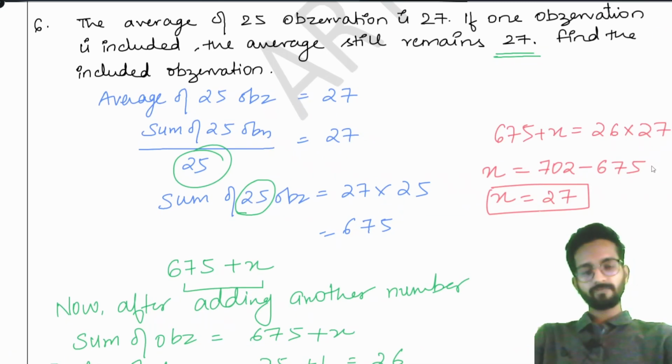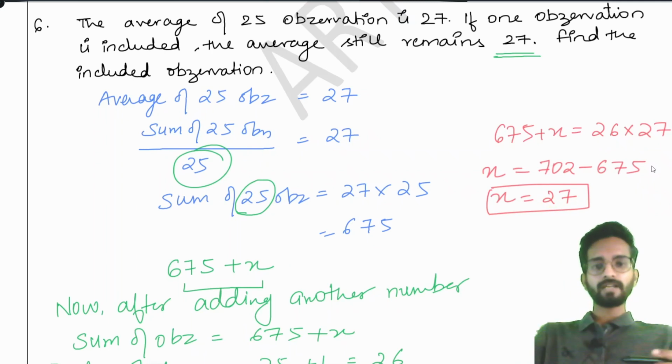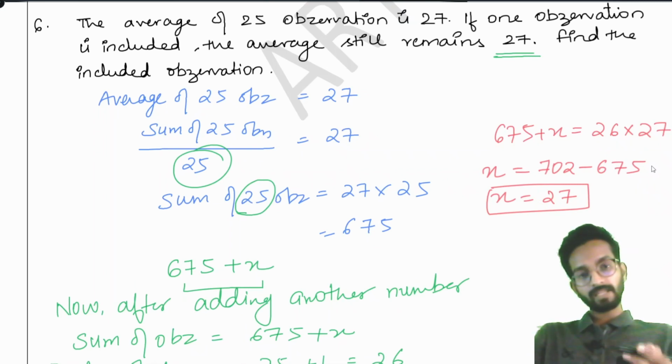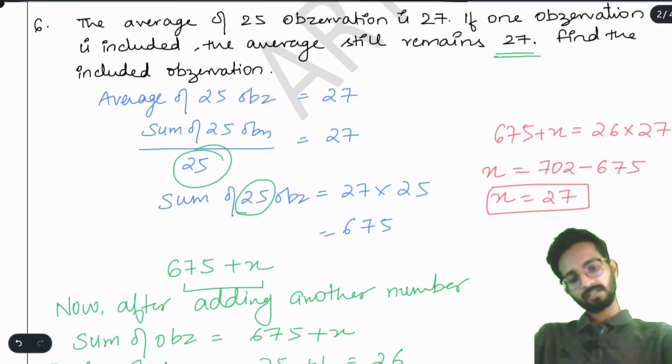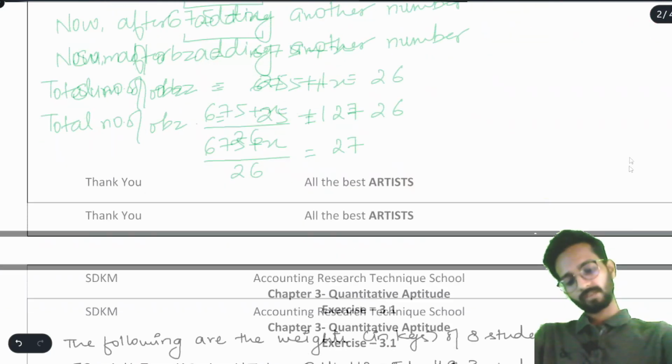Why? Because if your average is not changing, it means you have added the average only again in your numbers. You have added 27 only as the number. If suppose you would have added 28, 30, 31, then your average would increase. If you would be adding any number below 27, like 24, 20 or 18, then your average would be falling. But if the average is the same, it means you have added the average only. Understood? This is the method you will use to solve this question.